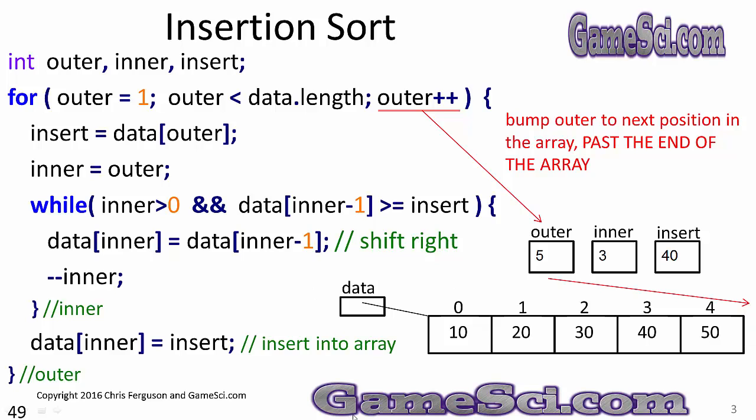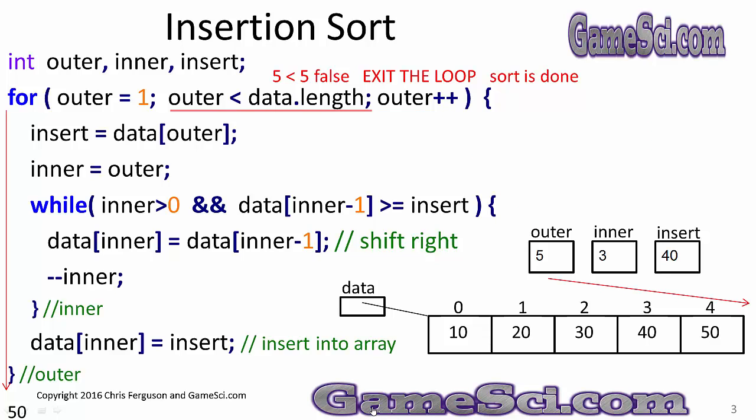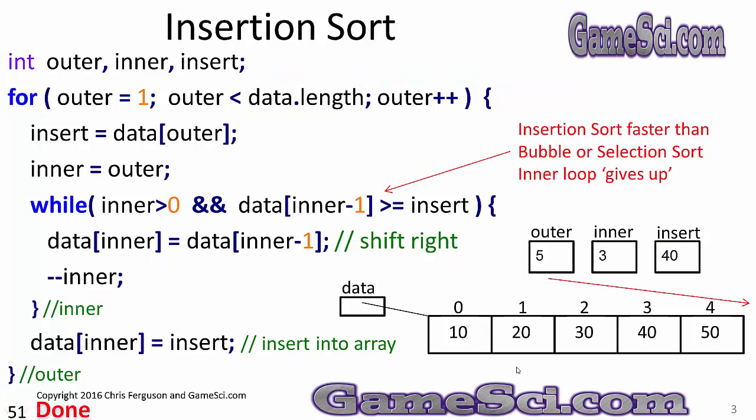When that happens, outer less than data.length, 5 less than 5, is a clearly false statement. Time to exit the loop. The sort is complete. Boom. Insertion sort is faster than bubble or selection sort.